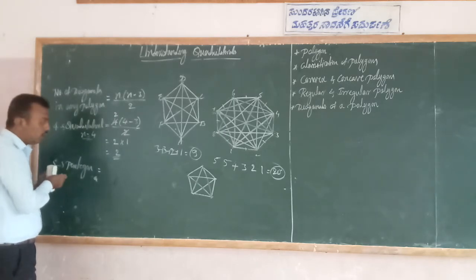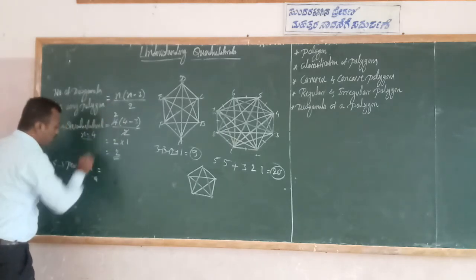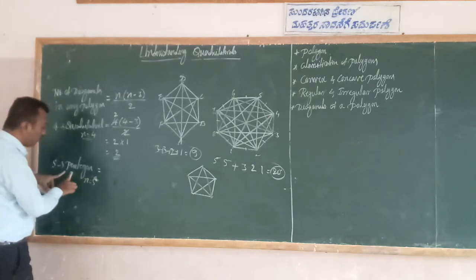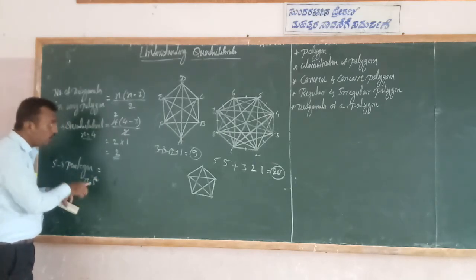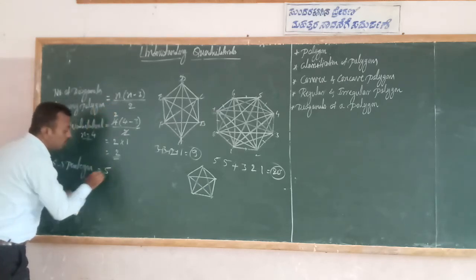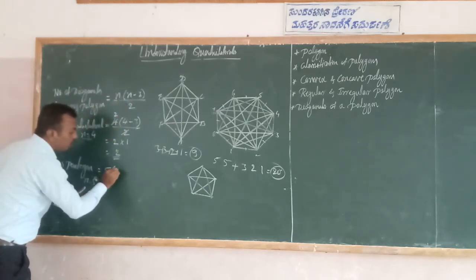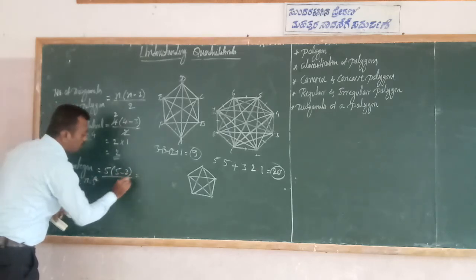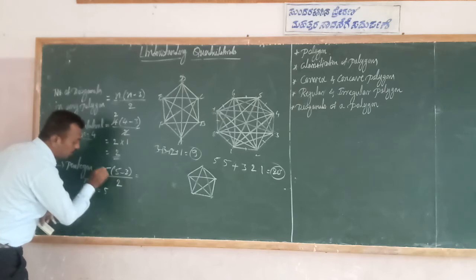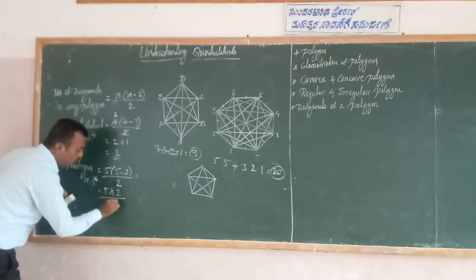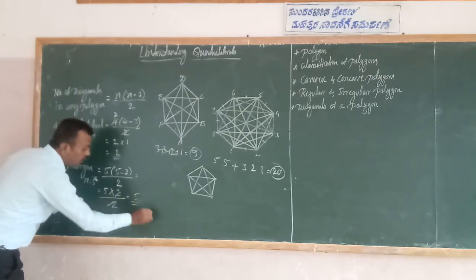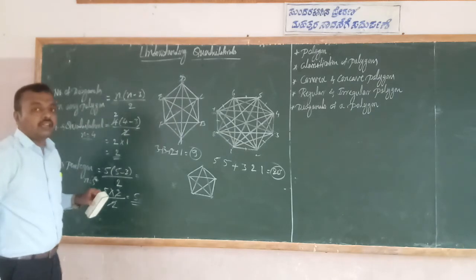So mathematically I will show here. n means how much? n is equal to 5, because in a pentagon there are 5 sides. This value has to be substituted in the equation. So 5 into 5 minus 3, whole upon 2. 2 is not dividing 5, so as it is written, 5 into 5 minus 3, upon 2. 2 by 2, the 2s get cancelled. Remaining 5. There are 5 diagonals in the pentagon.